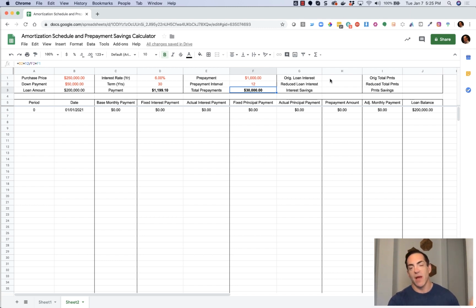We can look and say, okay, what difference did that create between the original interest I was going to pay over the life of the loan and the reduced interest that I now paid because of those prepayments, and what was the savings? And the same thing on the total amounts of payments, which you might think would always be the same numbers, but it's not exactly the same for reasons that we don't have to go into. That just has to do with how loan interest is calculated, but they should be pretty close unless we're dealing with really small prepayments.